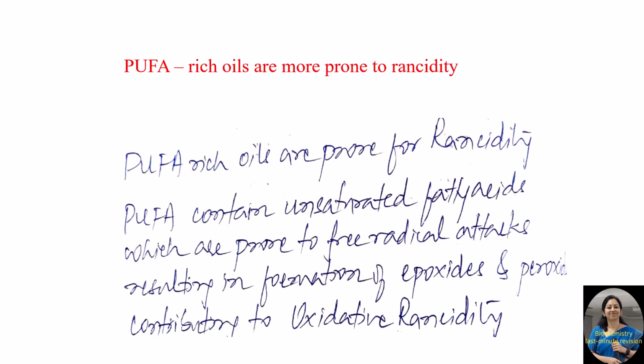The next reasoning based question is polyunsaturated fatty acids are more prone to rancidity. This is because PUFA contain unsaturated fatty acids, which is nothing but the presence of double bonds, and these double bonds are prone to free radical attacks, and this results in the formation of epoxides, peroxides, contributing to development of rancidity.